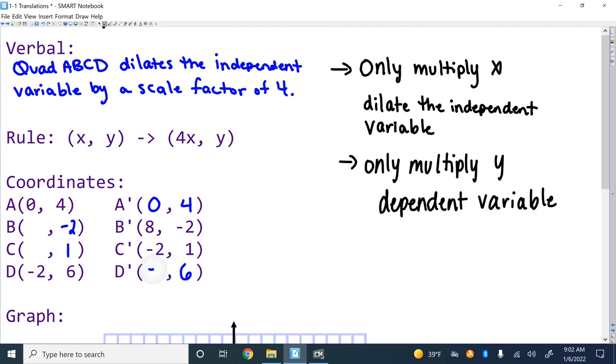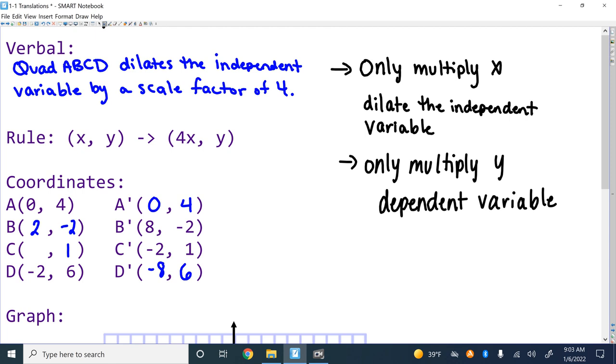But how do we go backwards? You would divide. You would divide by 4. So if B prime is 8, B is? 2. Because 2 times 4 is 8. This might be a little tricky. Wait, so you do negative 8 divided by 4. Are you talking about point B? I'm talking about point B. Yeah, you could do negative 8 divided by 4 is negative 2 if you wanted to go backwards.